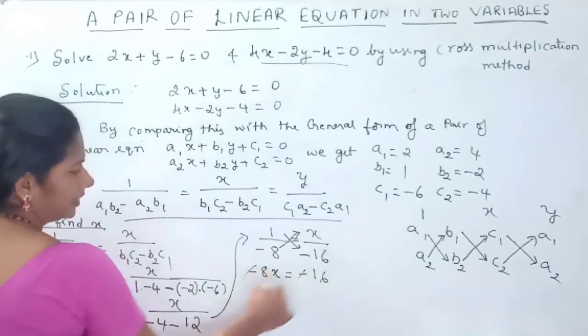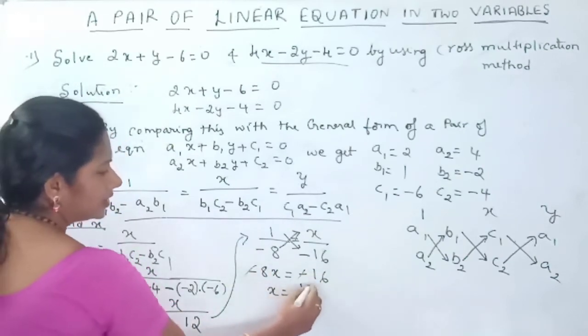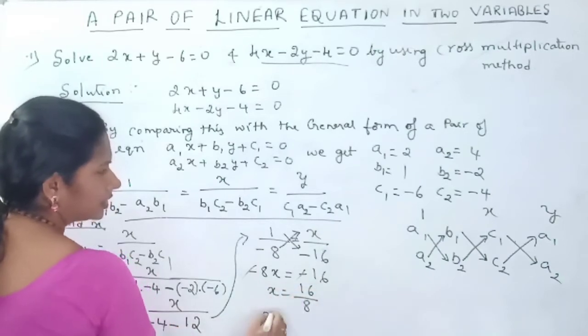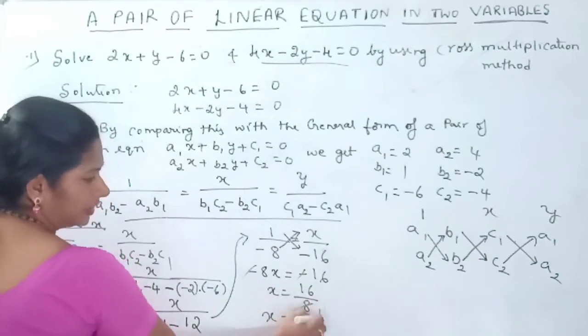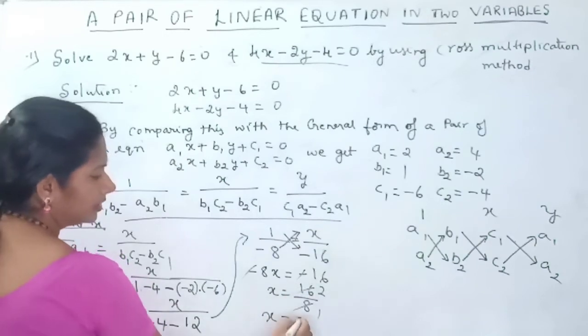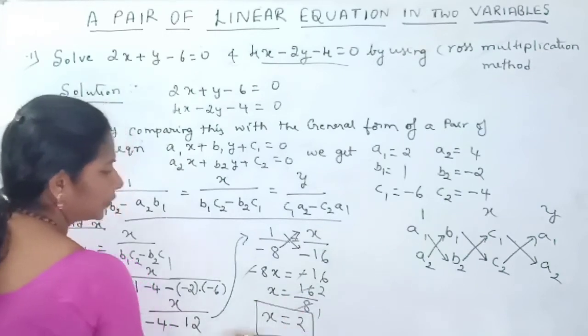So minus minus get cancelled. X value is 16 divided by 8. X value is 8 ones are 8, 8 twos are 16. X value, it is 2.